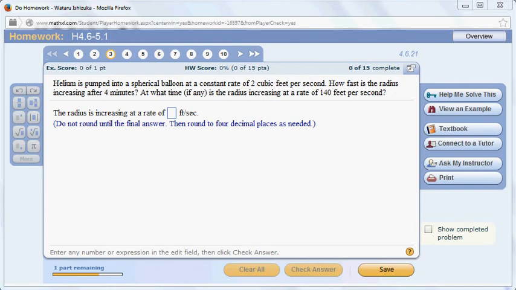Okay, let's look at homework 4.6, 5.1, problem number 3. All right, so let's do this problem.